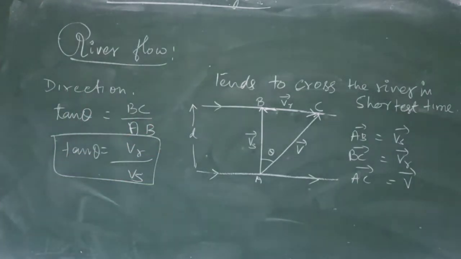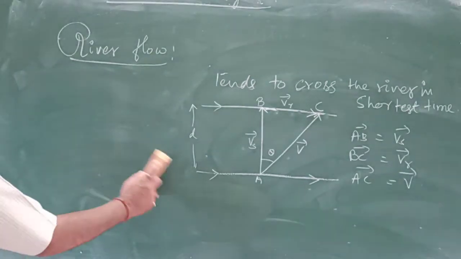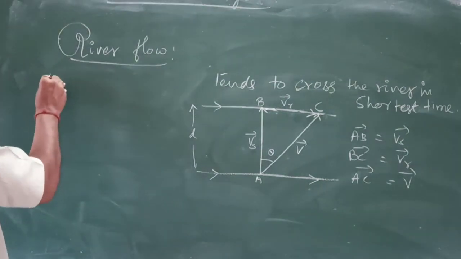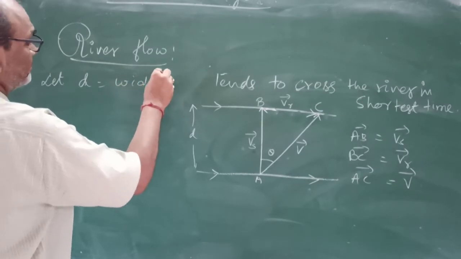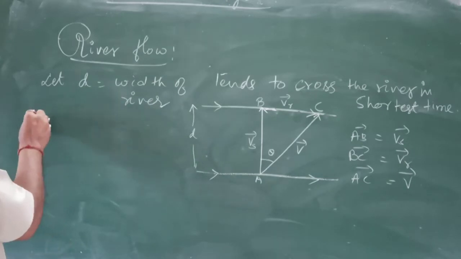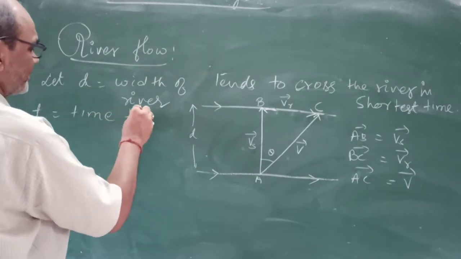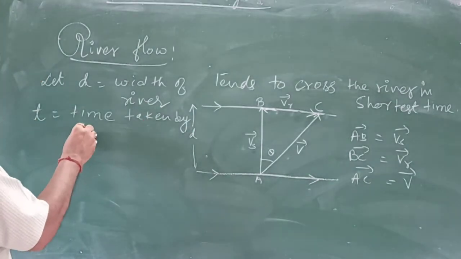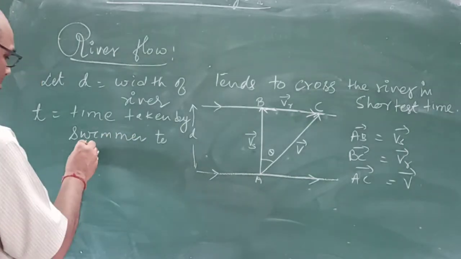How much time will it take to cross the river? If D is the width of the river, let D is the width of river, t is the time taken by the swimmer to cross the river.